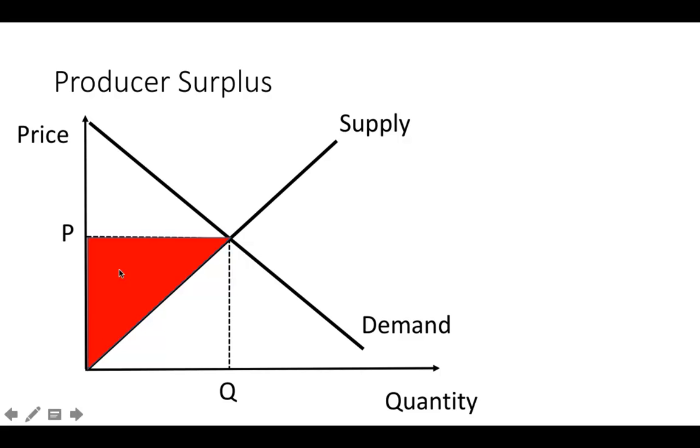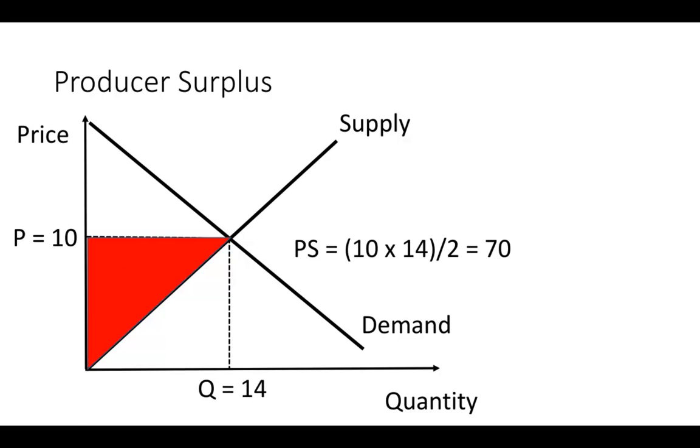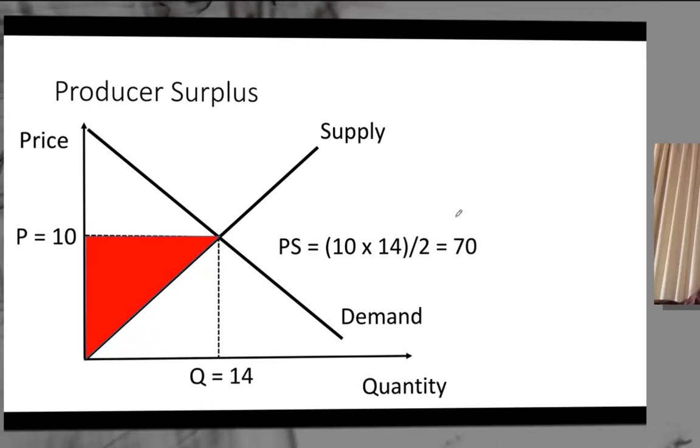You can also estimate the amount of producer surplus using these numbers here. So if you remember, the equilibrium price was 10, equilibrium quantity was 14. So 1/2 base times height is the formula for the area of a triangle. And you get 10 times 14 divided by 2 equals 70. So that's the producer surplus.